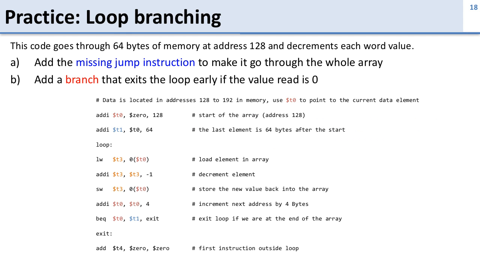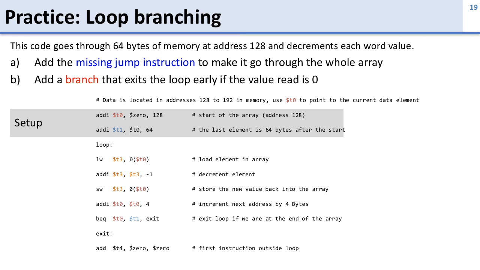Let's take another look at practicing loop branching. So here we've got code that's going to go through 64 bytes of memory at address 128 and decrement each word value. So there are 2 things we want to do. The first is add the missing jump to make it go through the whole array, and then go ahead and add a branch that exits the loop early if the value is 0.